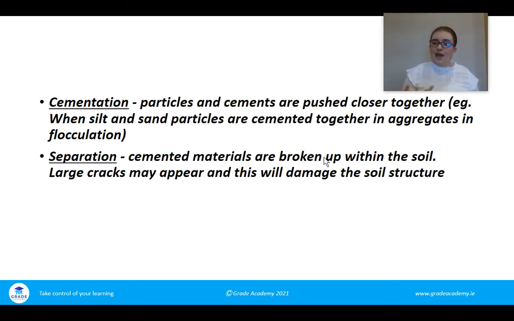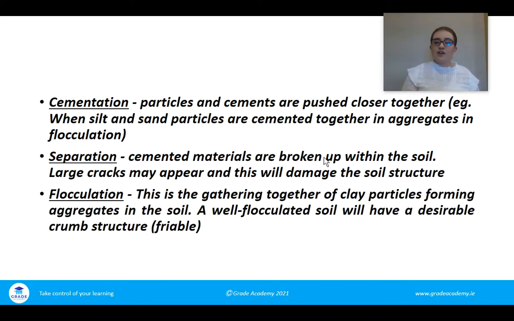So yes, you can have your animals and your machinery cementing the soil particles, but similarly, they are going to break them up, all right? Or you could have earthworms breaking up the soil when they burrow through and form channels. And you also have flocculation. So what is flocculation? Flocculation is the gathering together of clay particles forming aggregates in the soil. And an aggregate is a clump of soil. A well-flocculated soil will have a crumb structure.